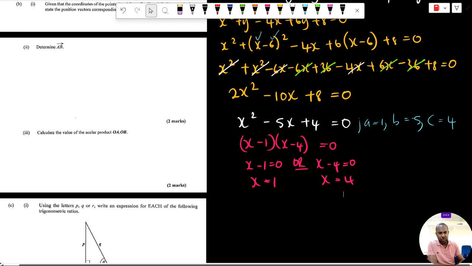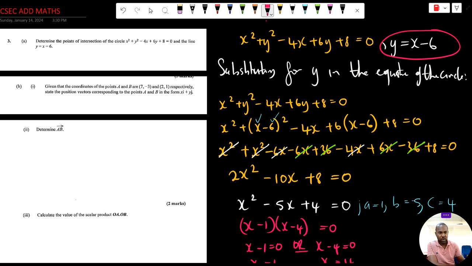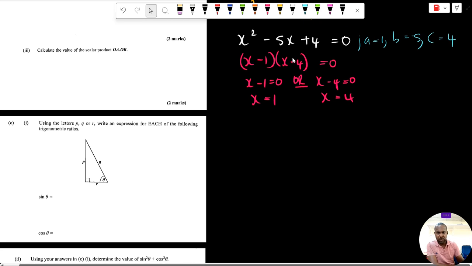Now we need to find the corresponding y coordinates. But since we already have y in terms of x from the straight line equation, we can actually just substitute them into this equation, y is equal to x minus 6. So let's write down our equation. So we have y equals x minus 6.